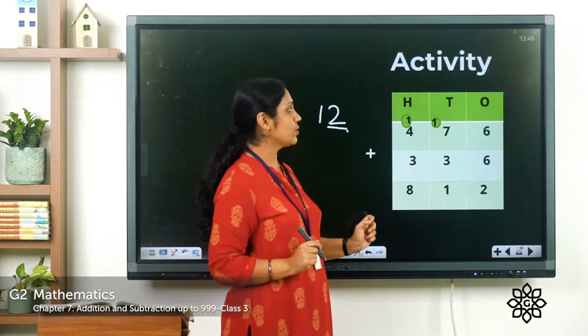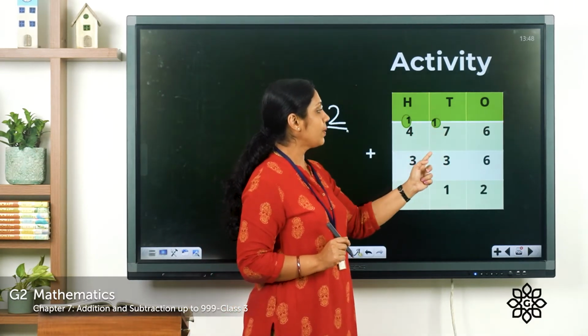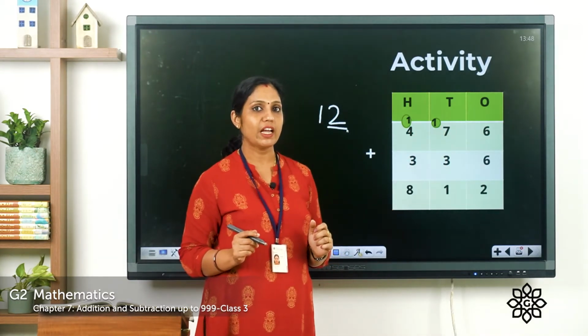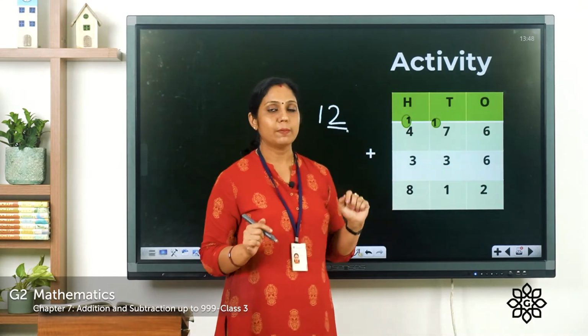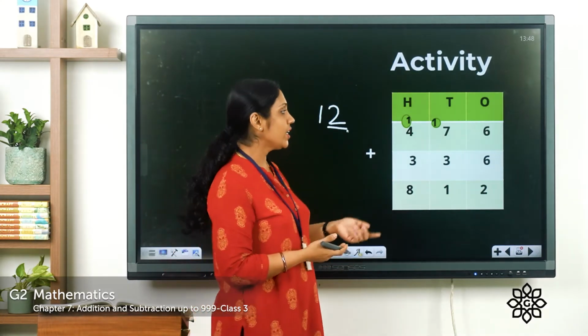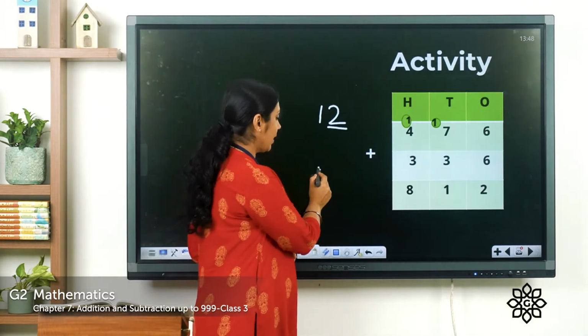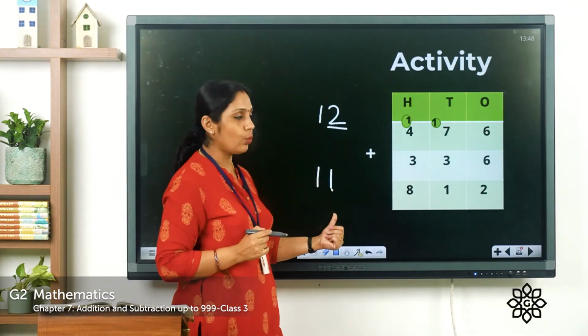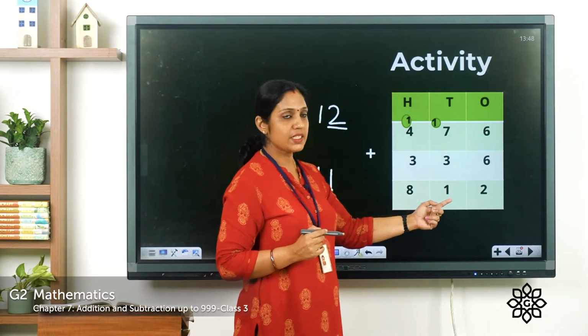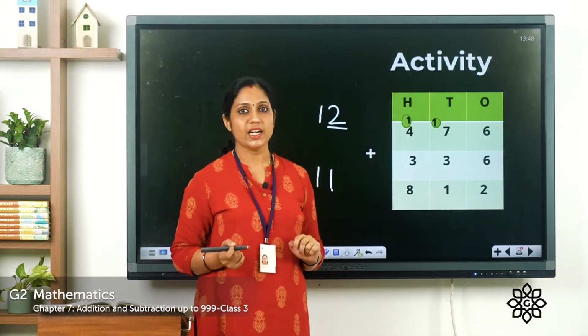Now in the tens place we have 1 plus 7 plus 3. So first which numbers do we have to add? 1 plus 7. 1 plus 7 is 8. 8 plus 3 is 11. Now what do we have to do? We get the number 11. We write 1 here in the tens place and the other one will carry over to the hundreds place.